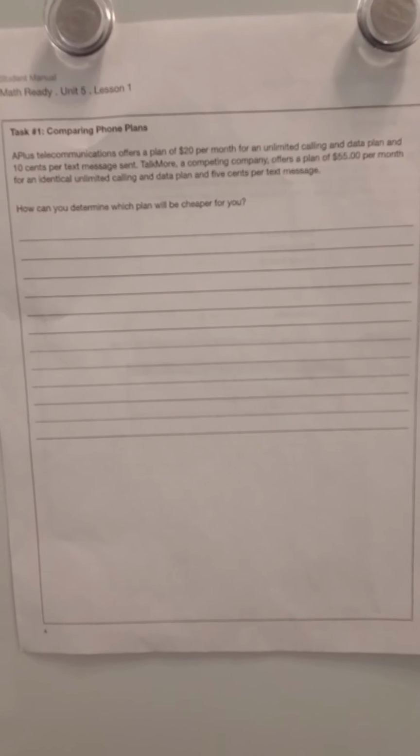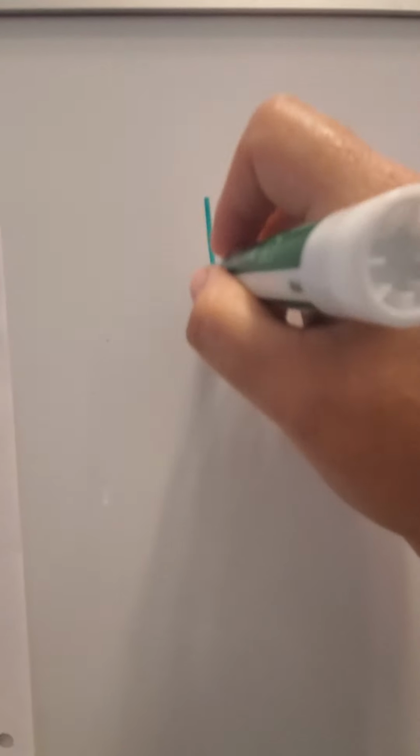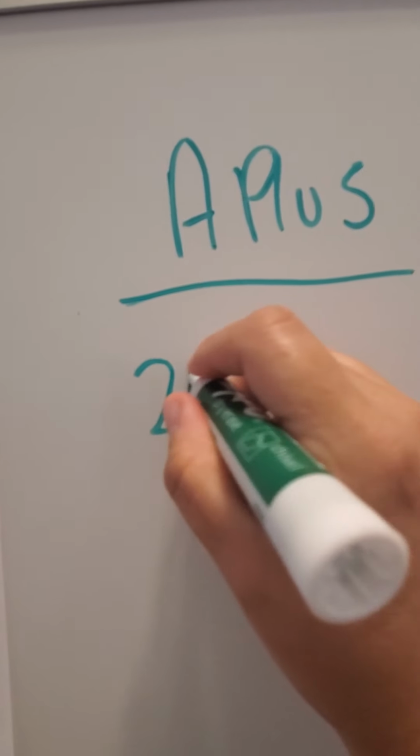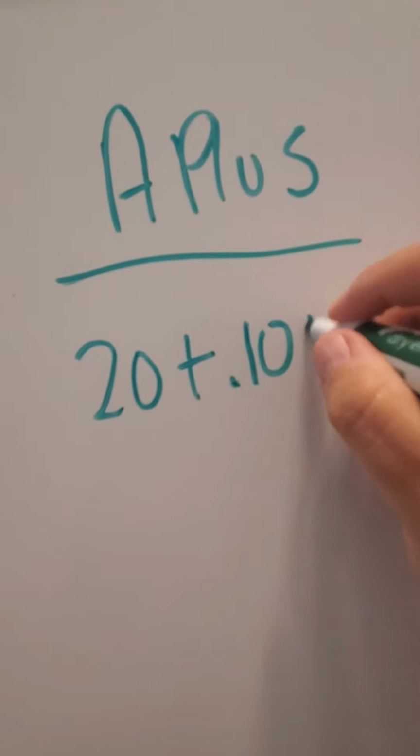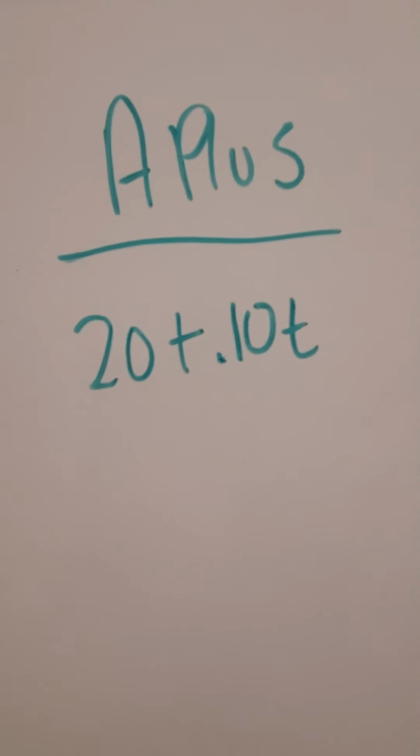All right, here we go. On this question, we have two different phone companies. The first one is called A Plus Telecommunications, and they offer a plan of $20 per month for unlimited calling and data plan, and 10 cents per text message sent. All right, so you guys would be out of luck with this because I know you guys text a lot. But we're going to start with A Plus. They charge $20 plus 10 cents, and we make it a decimal, right, per text message. Does that make sense so far?